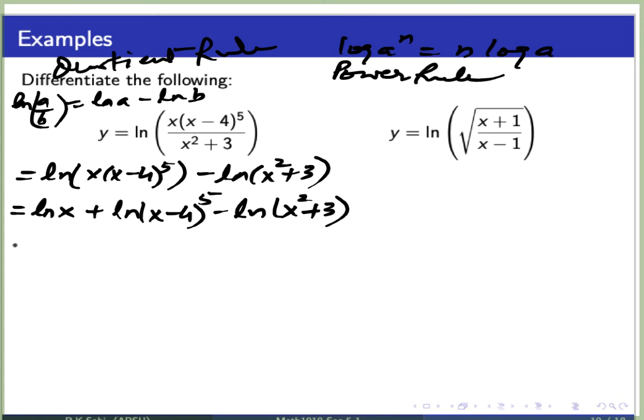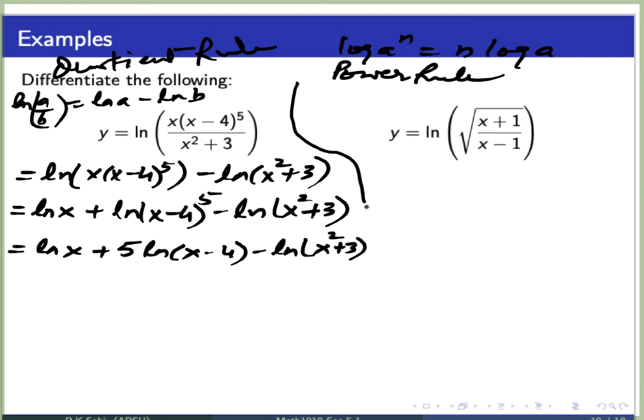Okay, so which is natural log of x plus 5 times natural log of x minus 4 minus natural log of x squared plus 3. Now notice we have basically cleaned it up as much as we can. Now we apply the differentials. Now differentiate. So y prime is what?